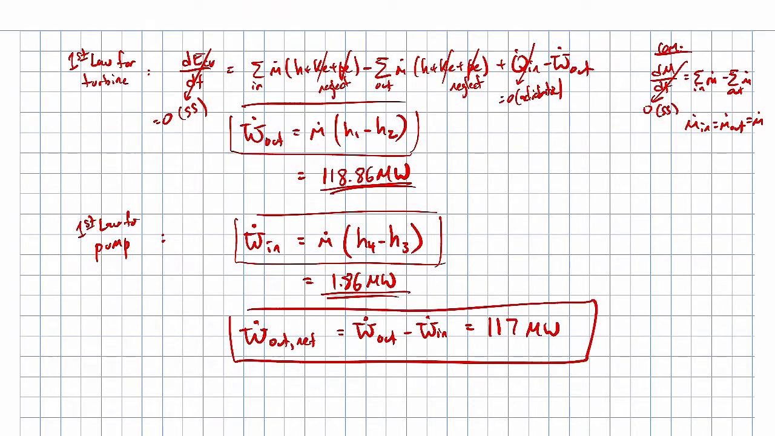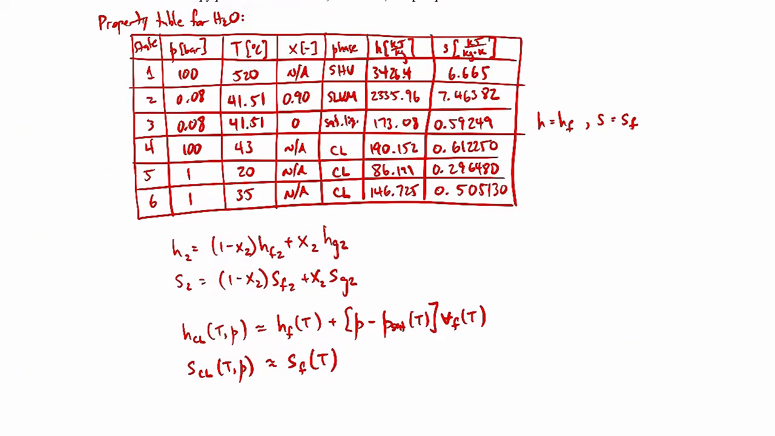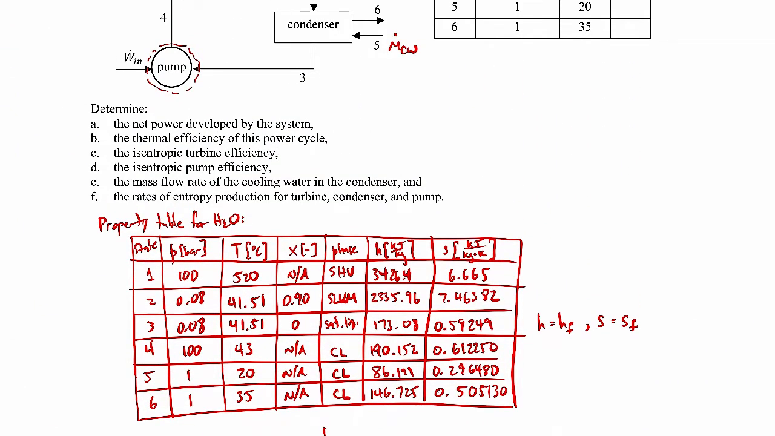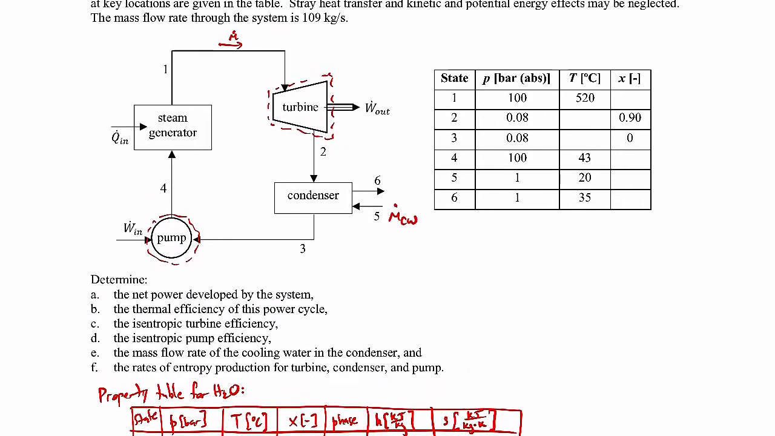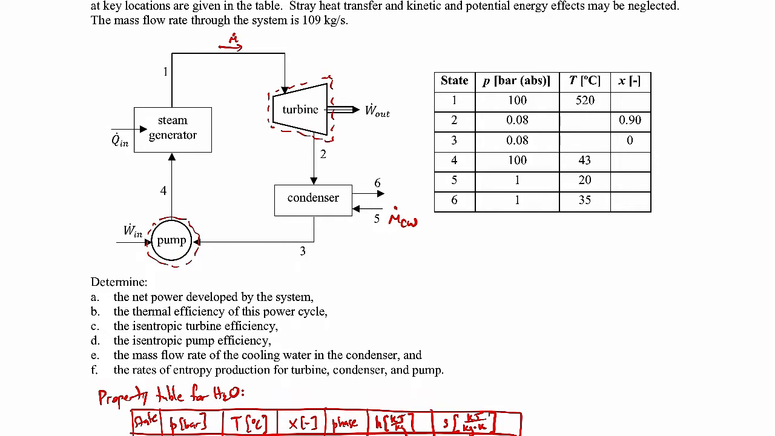Okay, so that's part A. Find 117 megawatts. Let's go back up to the problem statement. We're asked to find the thermal efficiency of this power cycle. So the thermal efficiency, if you recall, for a power cycle, is the net power you get out of the cycle divided by the heat transfer you have to put in, the amount of heat you have to put in.